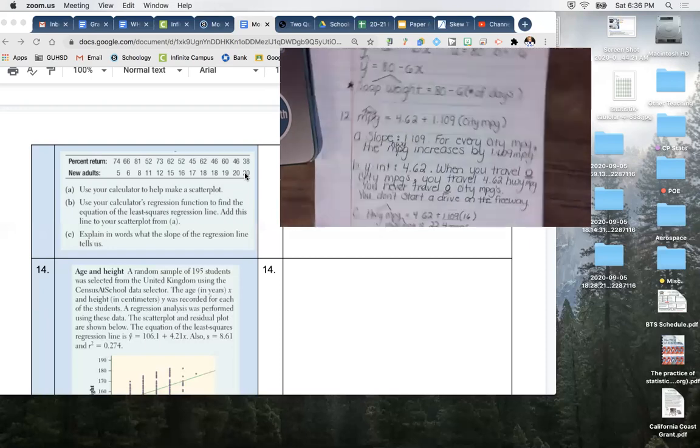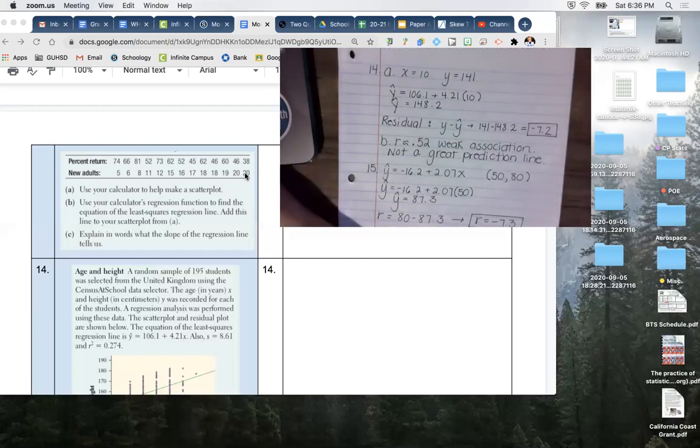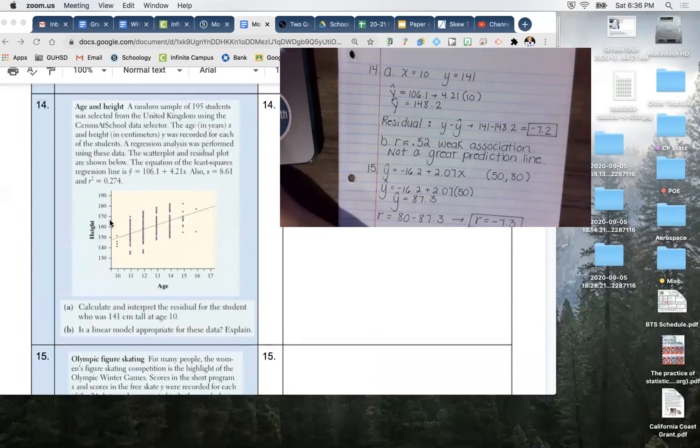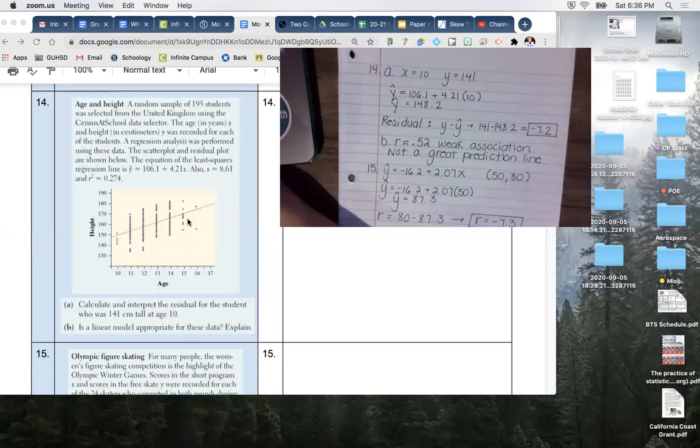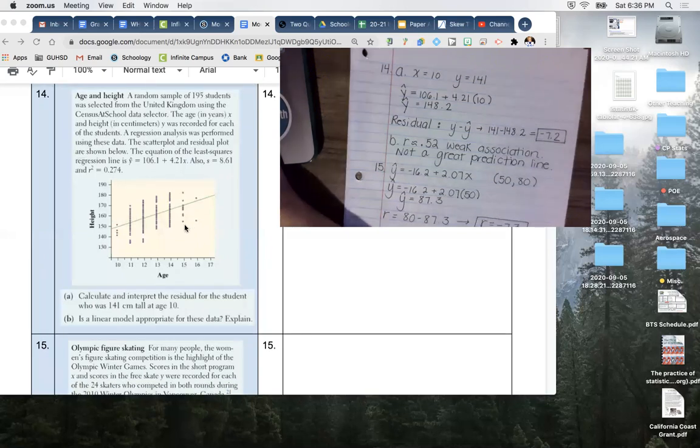Okay, 2 more. So for number 14, you're given this graph. I'm not loving it. I can tell you that there's so much variation in this data. I can tell from here that it's actually not going to be a very good line to fit this data. But it says here, calculate and interpret the residual for a student who was 141 centimeters tall and age 10.